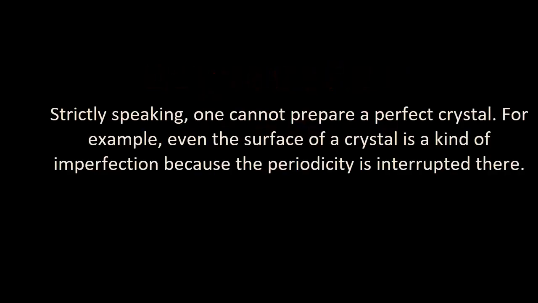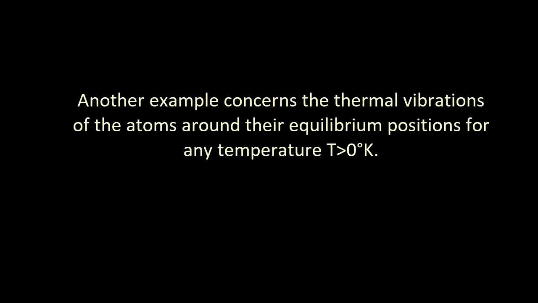Departure from perfect crystal. Strictly speaking, one cannot prepare a perfect crystal. For example, even the surface of a crystal is a kind of imperfection because the periodicity is interrupted there. Another example concerns the thermal vibrations of the atoms around their equilibrium positions for any temperature T above 0 K.